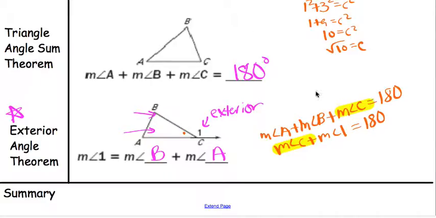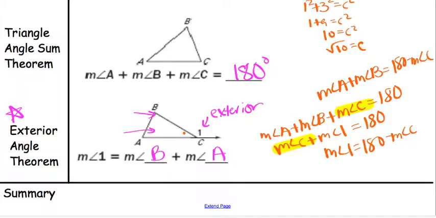So we could subtract, and you could see, getting that isolated, that if you solved each of them by subtracting the measure of angle C, this would be the measure of angle 1 equals 180 minus the measure of angle C. And then solving this one, you'd see the measure of angle A plus the measure of angle B equals 180 minus the measure of angle C. So see how this and this are the same? So you know that this and this are also the same, which is what this theorem is saying.